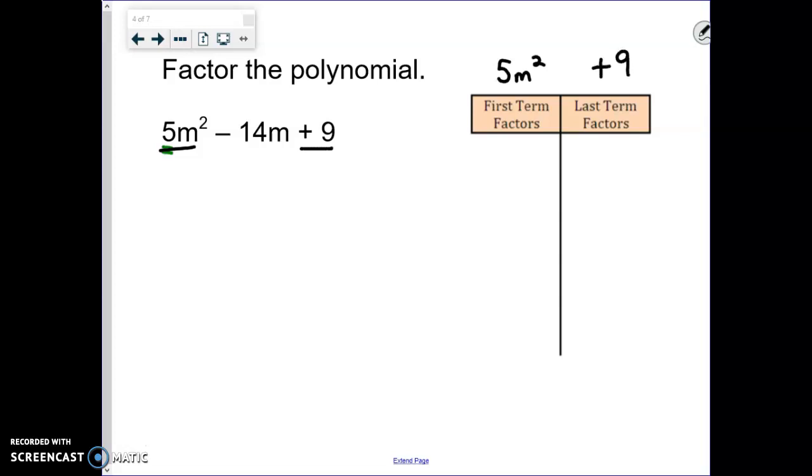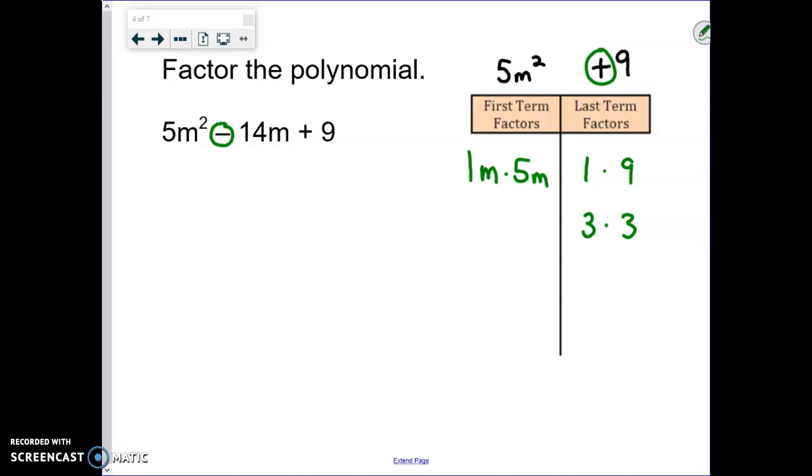Now again, because this is positive, ladies and gentlemen, it means the signs are going to be the same. And they have to add up to be a negative 14 when combined with our first term factors of 5m. So the only ones we have for the first term factors, and it's kind of nice, is 1m times 5m. Nothing else is going to multiply together to give you 5m squared. Now when we do 9, we've got 1 times 9, and 3 times 3. Okay? Now, because this is positive, they have to be the same sign. Because the middle is negative, they're both going to be negative, because they've got to combine with the first terms to give you a negative 14.